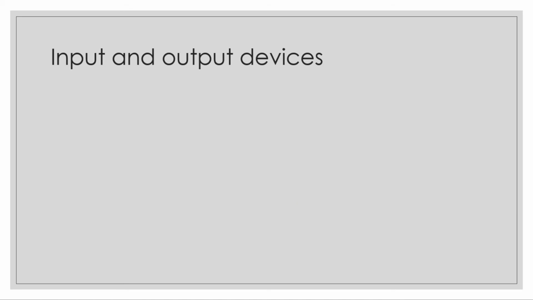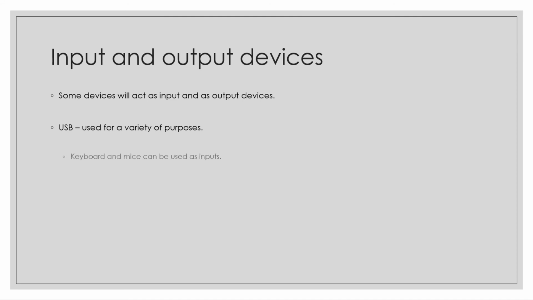So some people will have already written about input and output devices before. Obviously, you can get some that do both. USB is used for thousands of different purposes. You could say webcam. It does say webcam is an input device, but a webcam can be an output device as well. Some of them have speakers built into them. And there are things like memory sticks and what have you.